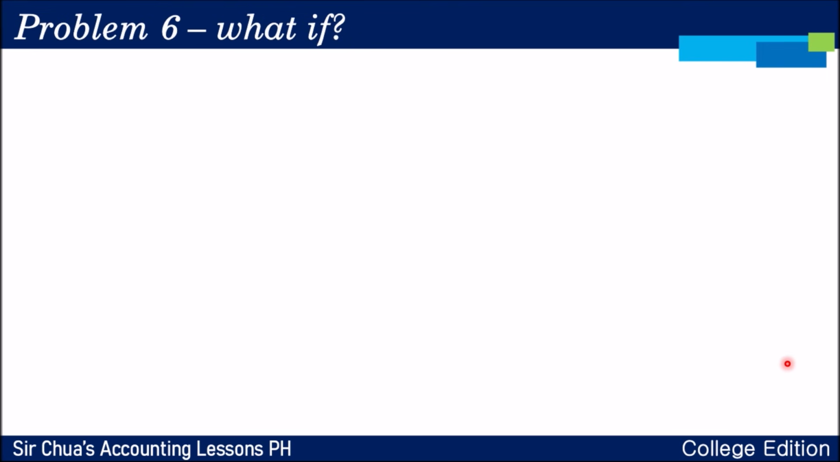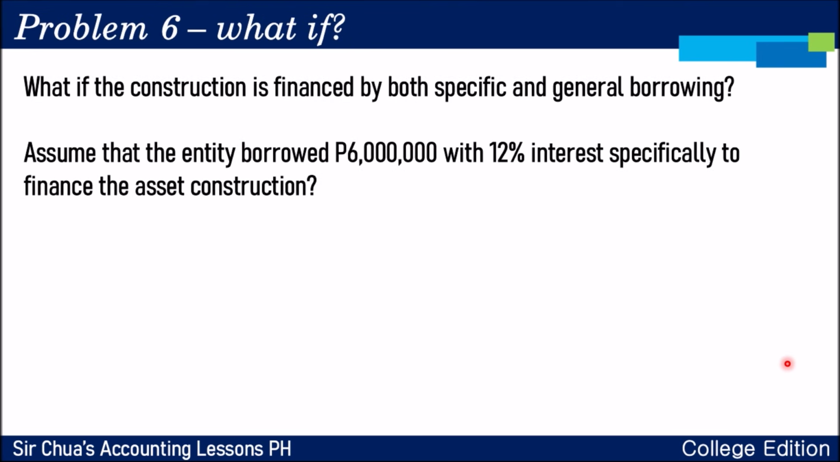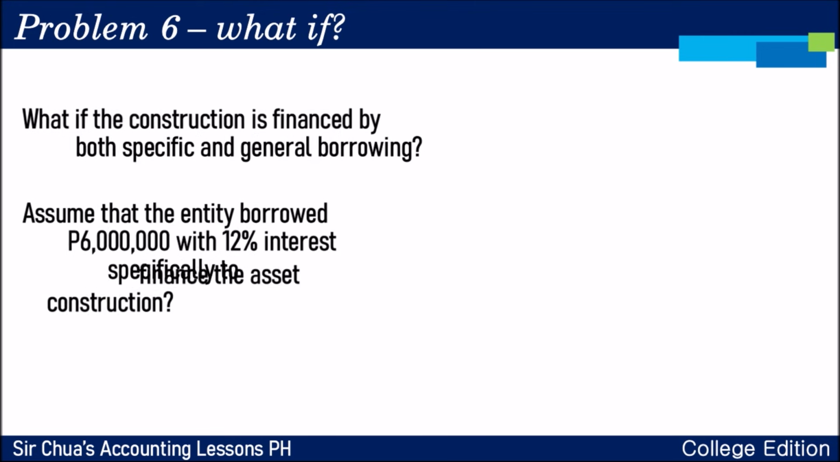Now, what if the construction is financed by both specific and general borrowing? Okay? Now, and further assume that the entity borrowed 6 million with 12% interest specifically to finance the asset construction. So, magkasama na sila. Okay? Pareho po general and specific borrowing. Si specific borrowing ay borrowing na para dun lang talaga sa asset na yon. Unlike sa general borrowing, iba-iba ang purpose. Okay? Paano gagawin natin dyan?